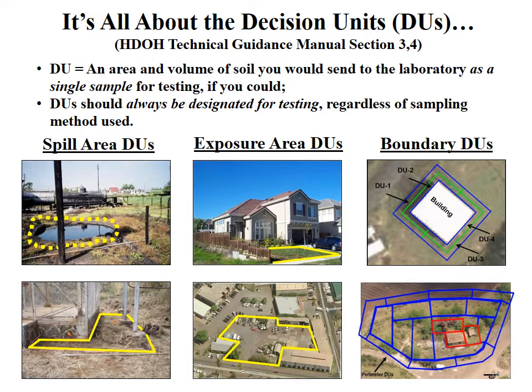So ultimately, it's all about this decision unit. We spent a lot of time discussing this in our technical guidance manual. We have a 6-part webinar series, training for doing what we call a decision unit and the multi-increment sampling methods. And one of the webinars is completely dedicated to talking about decision units. How do you split a site up into targeted areas for collection of representative samples?